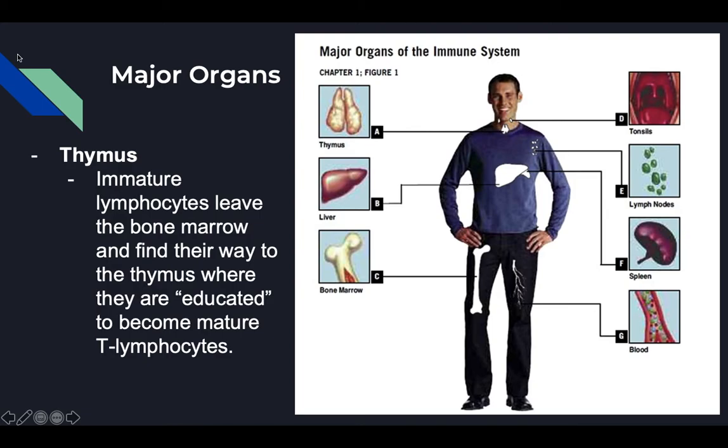So this is only T cells. B cells do not go to the thymus. But essentially, what the thymus does is educates the T cells. And that is mostly so that they know what to kill. That's mostly what they're being educated for. But think of thymus, the education center for T cells.